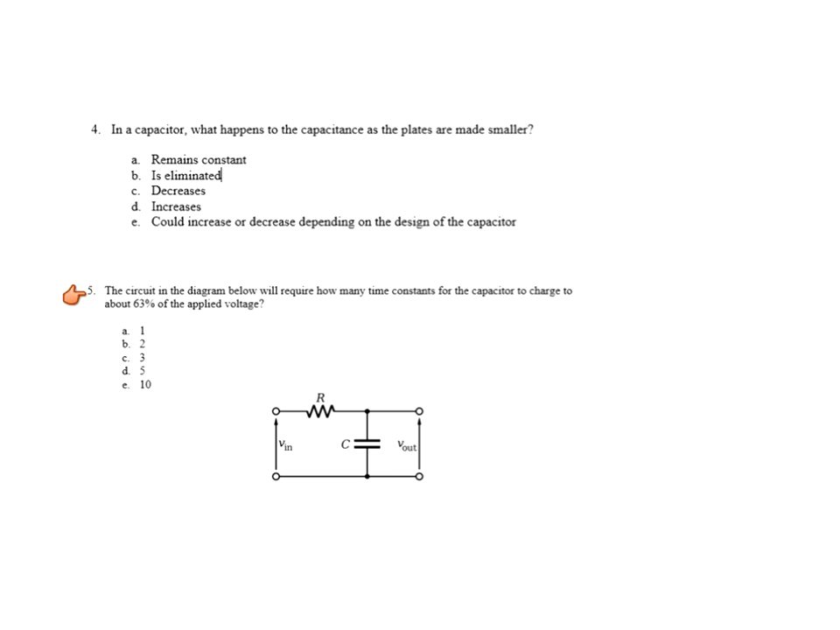Okay. The key phrase here is about 63%. Well, how many time constants is 63% for charging? Well, that's 1 time constant. So my answer for this would be 1 time constant. If this question said 100%, what would you say? If it said 100%, you would have to say 5 time constants.